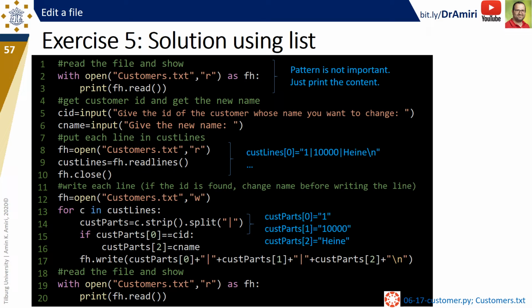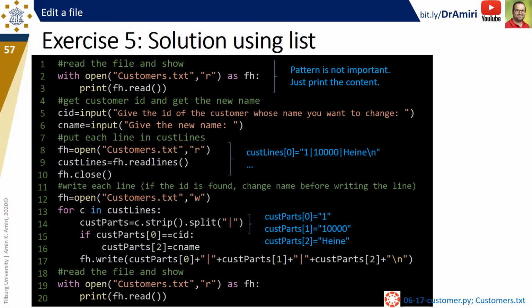First, you need to show the content of the file to the user. You don't care about the pattern, therefore you just simply need to read the content of the file using the read method and print everything. I use a with statement here to do the same thing so that I don't need to write the close file in lines 1 to 3.